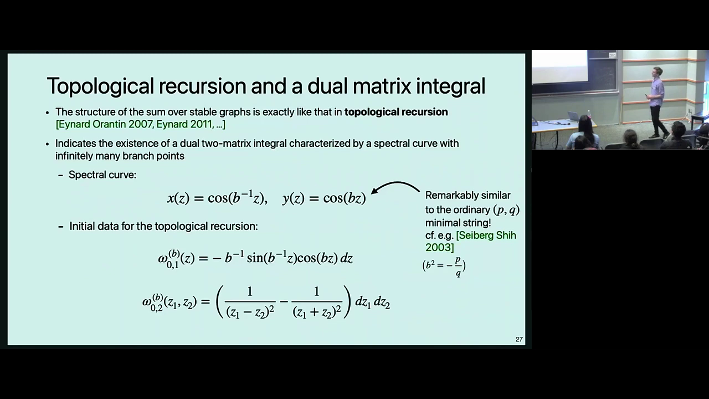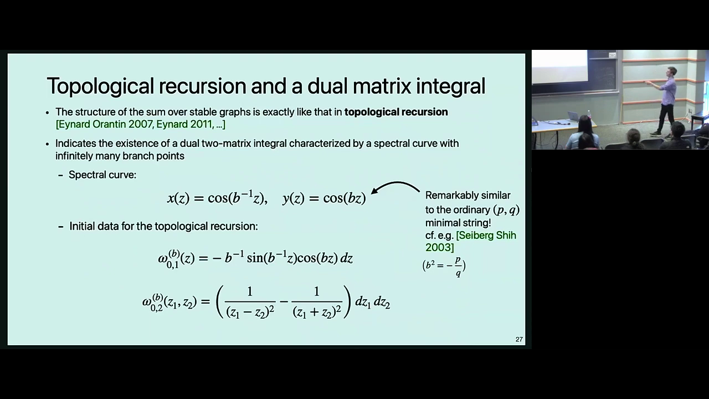And what this indicates to us is the existence of a dual two-matrix integral, which is characterized by the following spectral curve, which has infinitely many branch points. So here we have x of z is cosine of 1 over b times z, and y of z is just cosine of b times z. And for the experts, or perhaps even people with historical literacy in the literature, this is remarkably similar to the ordinary p,q minimal string. It's essentially just that in the minimal string, b squared instead was a negative rational number.